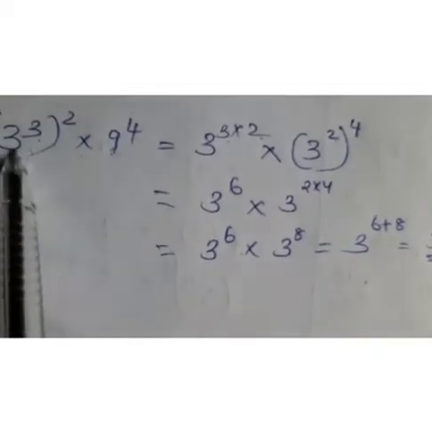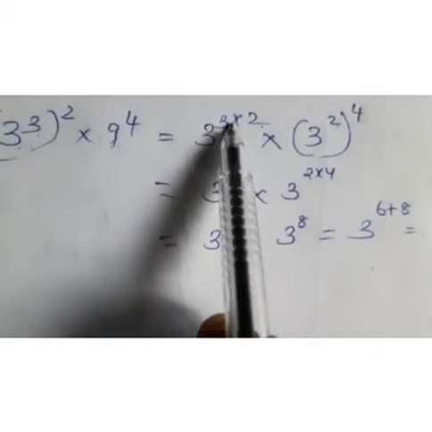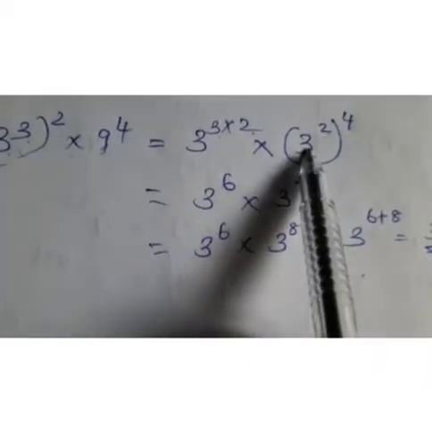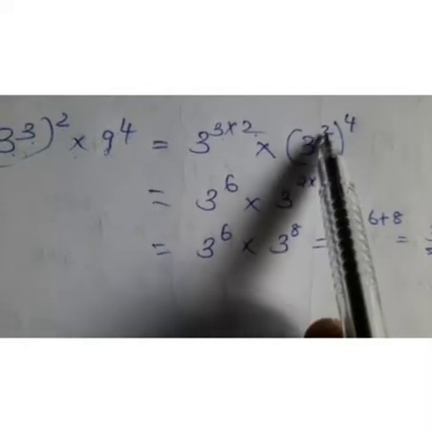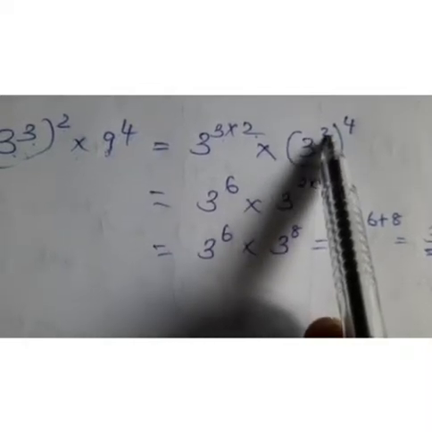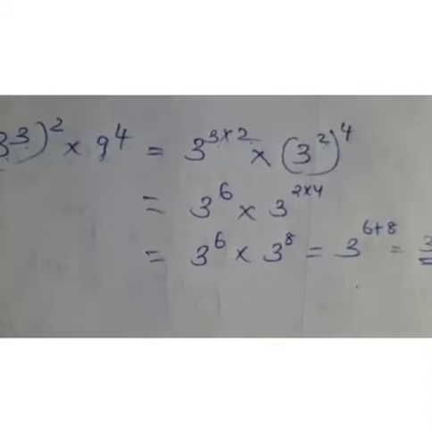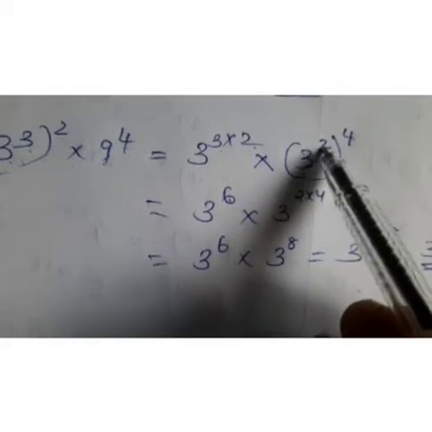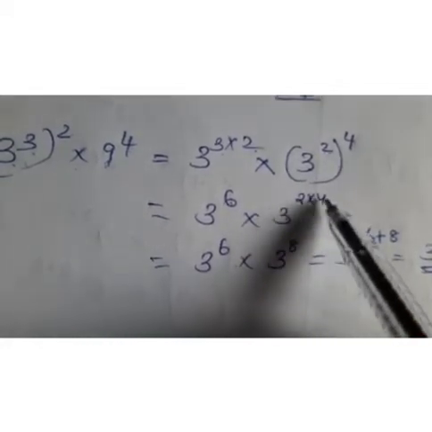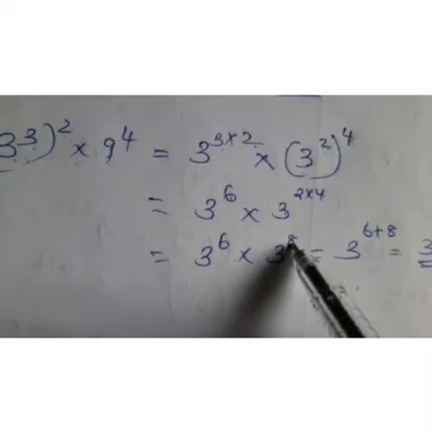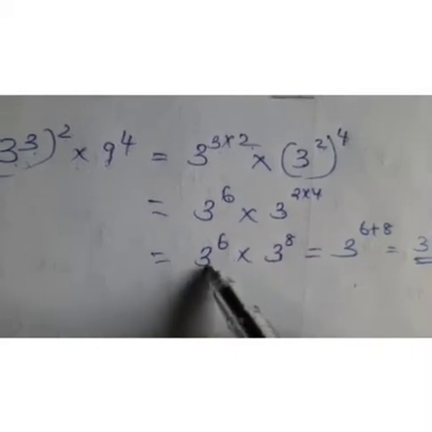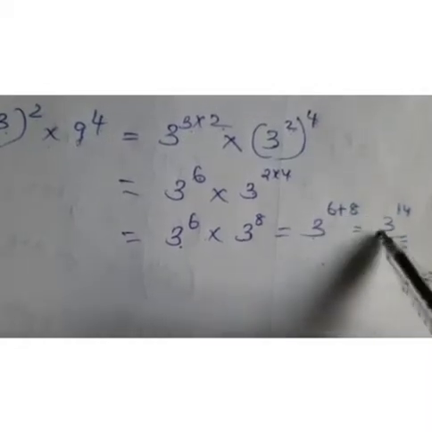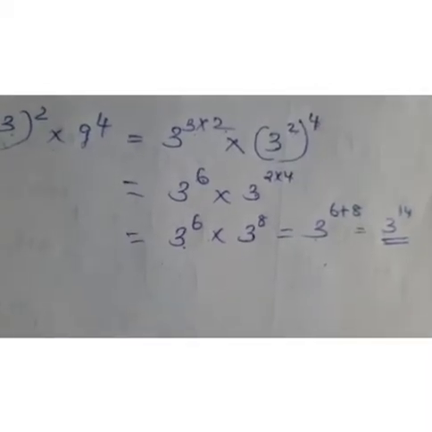So here 3 raised to 3 whole raised to 2 becomes 3 raised to 3 into 2. Then 9 raised to 4, we have to convert to a multiple of 3. So 9 is 3 into 3. We can write it as 3 squared. So 3 squared raised to 4. So 3 into 2 is 6. Next, 3 raised to 2 raised to 4. So 3 raised to 2 into 4. Then 3 raised to 8. 3 raised to 8 and 3 raised to 6. Using the multiplication rule, we can write 3 raised to 6 plus 8. That is 3 raised to 14.